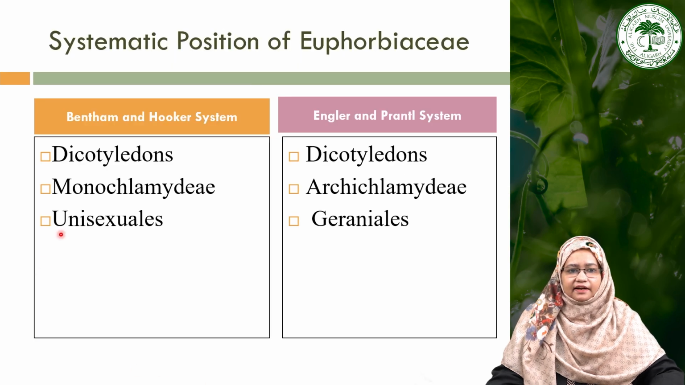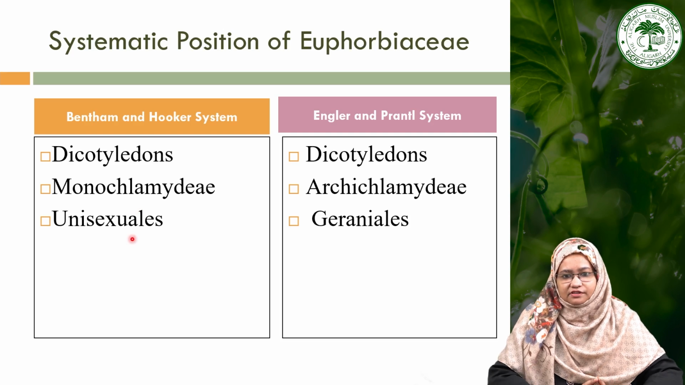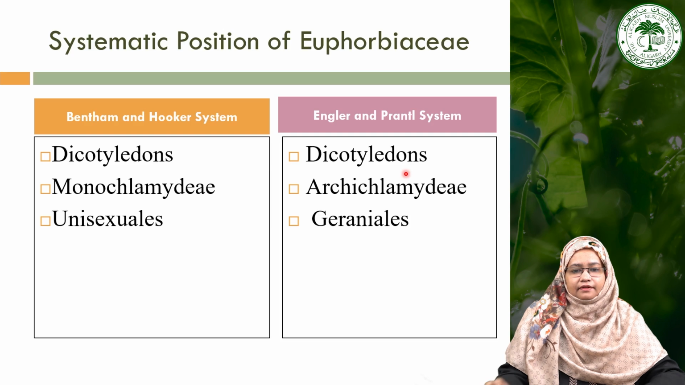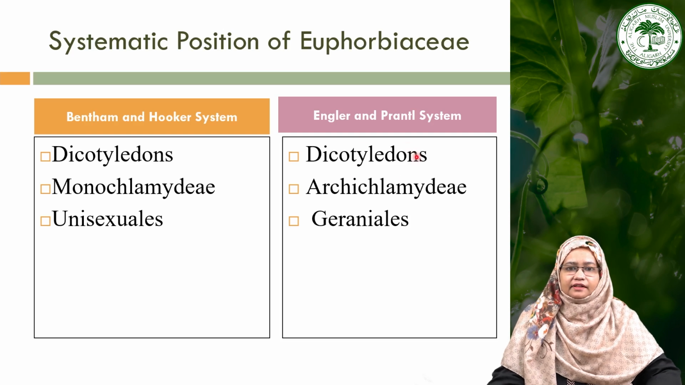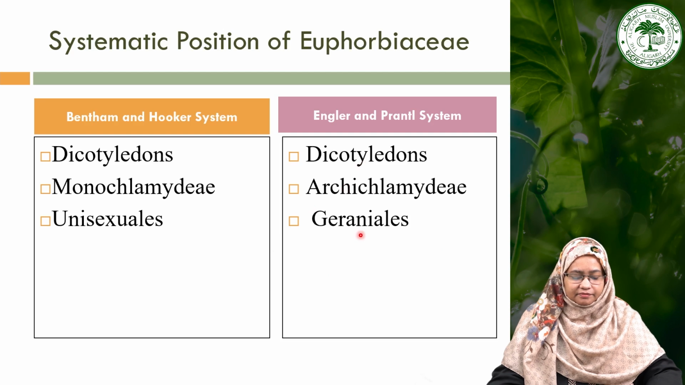As we have seen earlier, the systematic position of this family by Bentham and Hooker is in the Dicotyledonae, in the subclass Monochlamydeae, and the series is Unisexuales. According to Engler and Prantl, they place this family in the Dicotyledonae and in the subclass Archichlamydeae, and the order of this family is Geraniales.